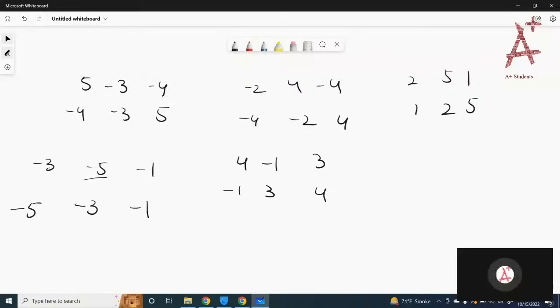Okay, the next one is put these integers in order from least to greatest. The numbers are -3, 1, and -5. So, which is the least one? -5 is the least one, then you have -3, and then you have 1. Got it?